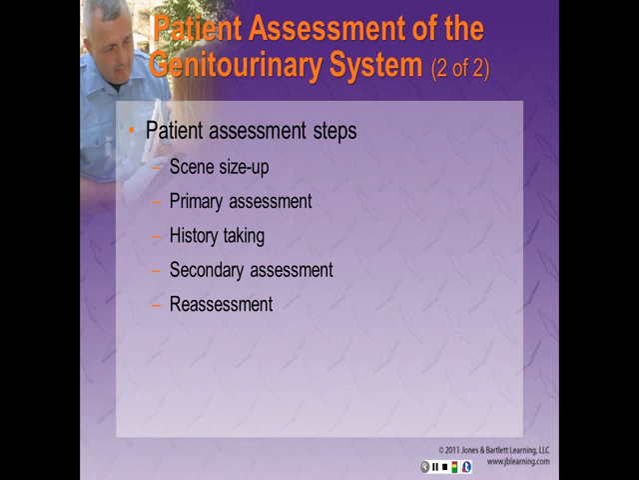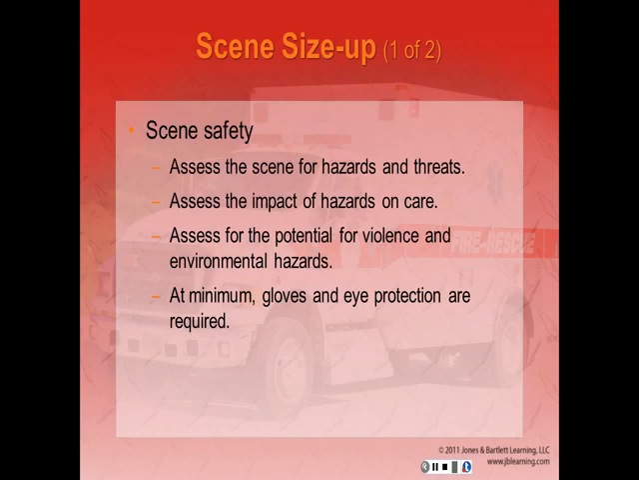Our steps are the same. Scene size up, perform your primary assessment, take your history, perform your secondary assessment and reassess. You should assess the scene for hazards and threats to crew safety, as well as assess the impact of hazards on patient care. Assess for the potential for violence and environmental issues, and at a minimum, you should wear gloves and eye protection. Minimize your direct contact with bodily fluids, and blood can be hidden under thick layers of clothing, and you need to remember this.